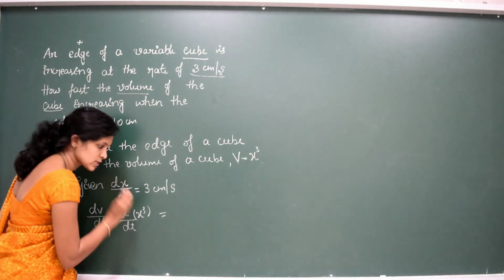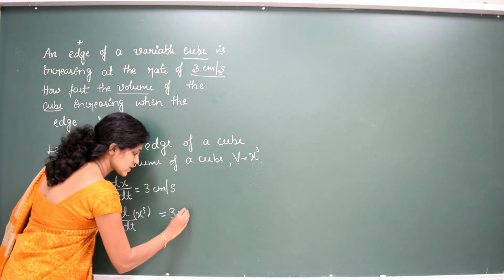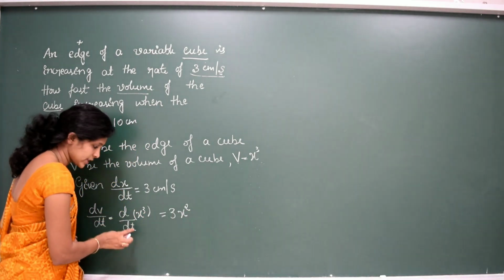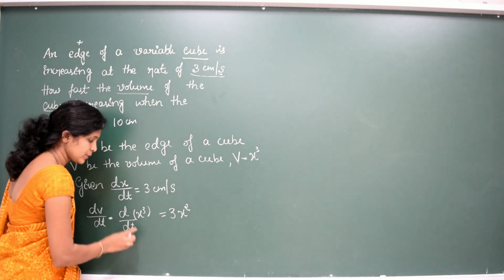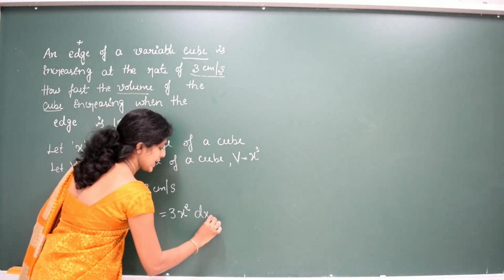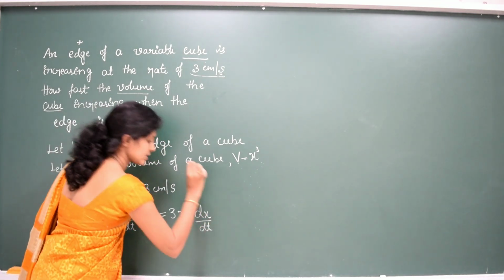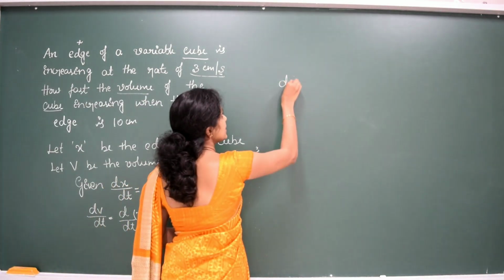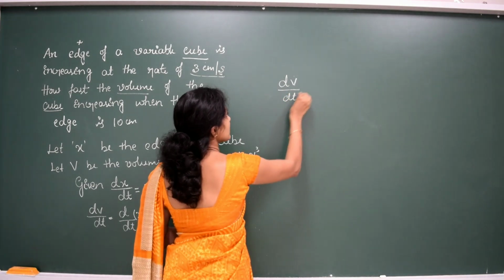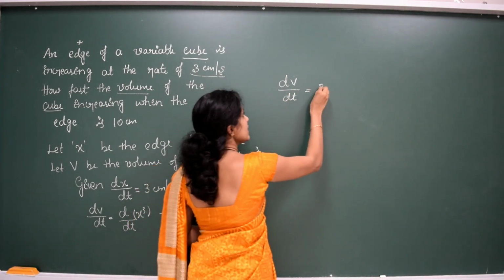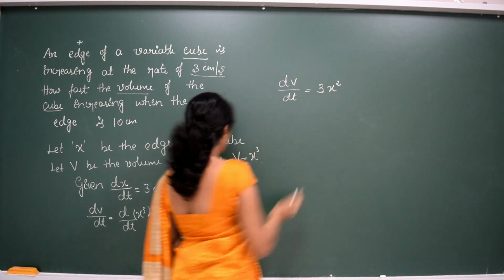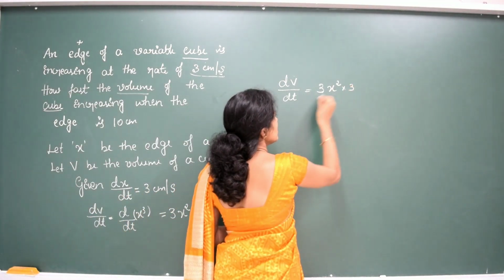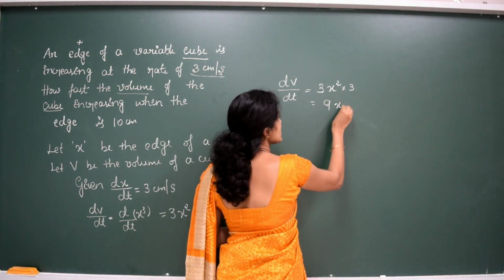So derivative of x cube will be 3x square. But remember, you are differentiating the function x with respect to t. So derivative of x with respect to t will be dx by dt. Is it clear? Now we will substitute the value of dx by dt. So by this we got dV by dt is equal to 3x square into dx by dt, which is also 3. So we will substitute this. So 3 into 3, this is equal to 9x square.